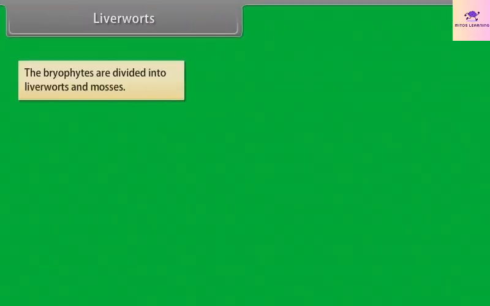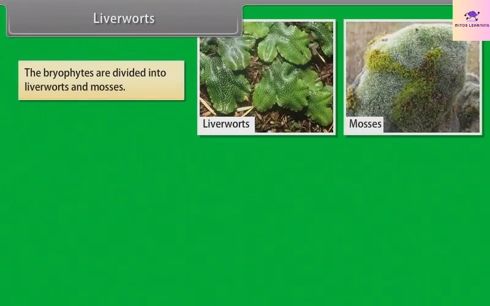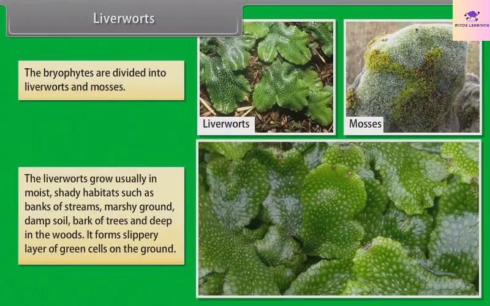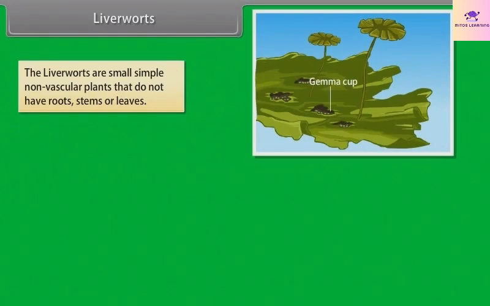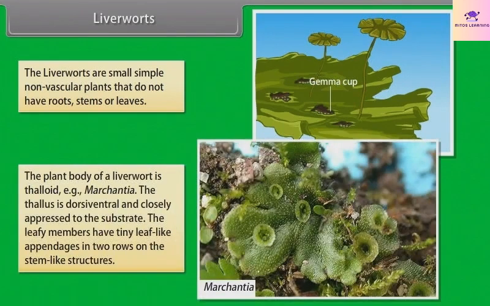Liverworts. The bryophytes are divided into liverworts and mosses. The liverworts grow usually in moist, shady habitats such as banks of streams, marshy ground, damp soil, bark of trees, and deep in the woods. It forms a slippery layer of green cells on the ground. The liverworts are small, simple, non-vascular plants that do not have roots, stems, or leaves. The plant body of a liverwort is thalloid, for example, Marchantia. The thallus is dorsiventral and closely pressed to the substrate. The leafy members have tiny leaf-like appendages in two rows on the stem-like structures.